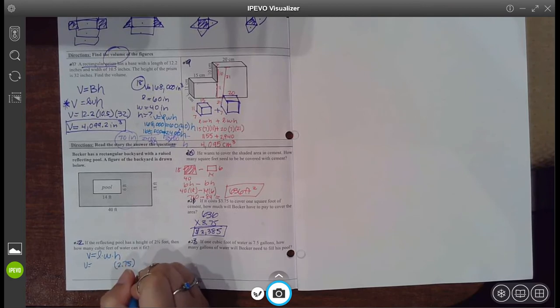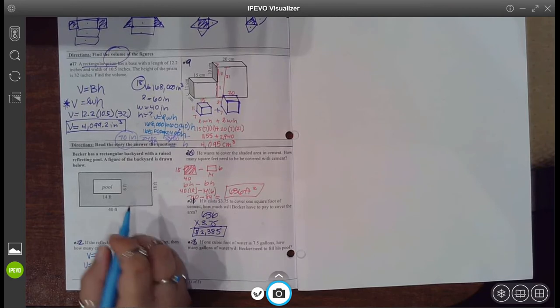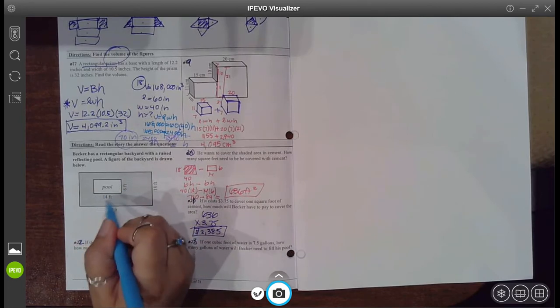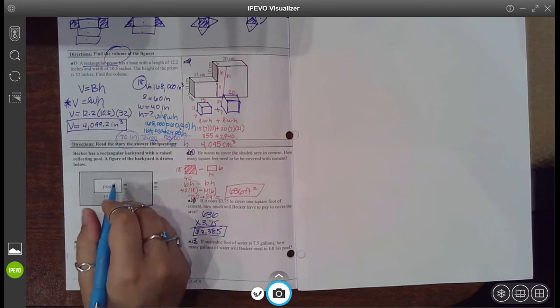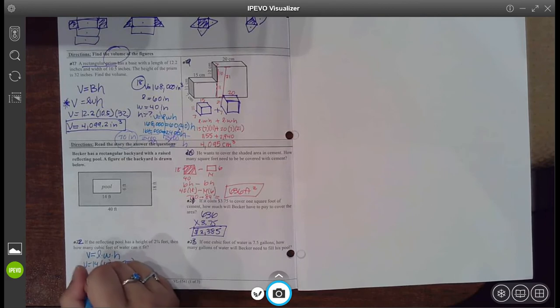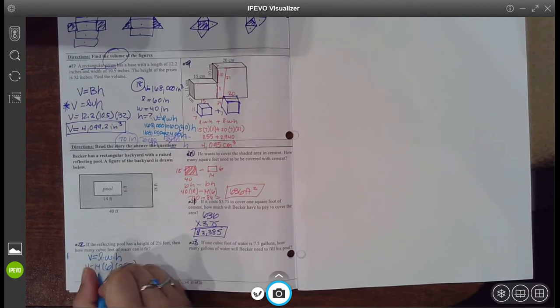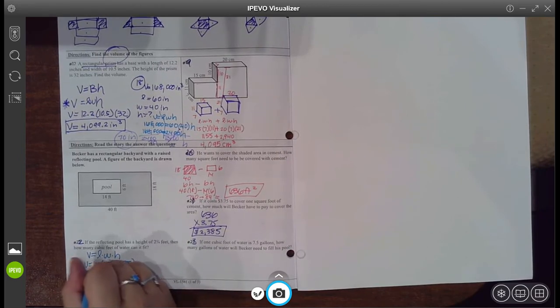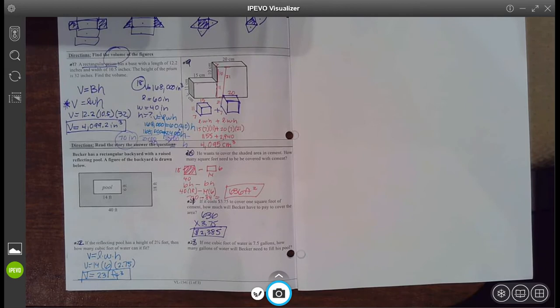So 2.75 is the height. The length and the width right here, length is 14 and the width is 6. Now multiply that with your height they just told you, and then your volume of the pool is going to be 231 cubic feet of water to fill that pool. Okay, finally, it says if 1 cubic foot of water is 7.5 gallons, how many gallons of water will Becker need to fill his pool?